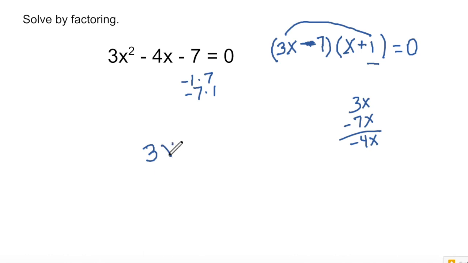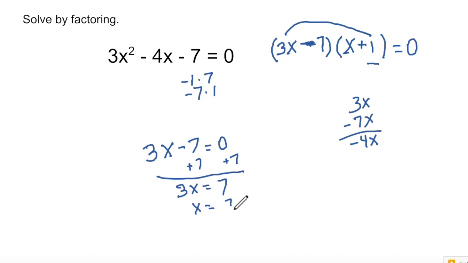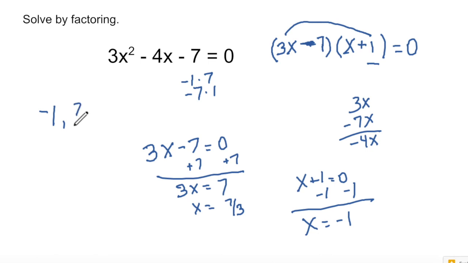So 3x minus 7 equals 0. We add 7 to both sides. Plus 7. 3x equals 7. And then we divide by 3 on both sides. We're going to get x equals 7 thirds. And the other one is x plus 1 equals 0. We just subtract 1 on both sides. And x equals negative 1. So our solution set looks like this. Negative 1, comma, 7 thirds. Those are our 2 solutions.